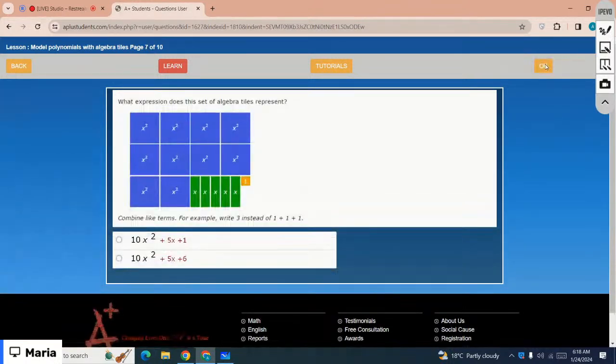What expression does this set of algebra tiles represent? So, which is the correct option? The correct option is 10x square plus 5x plus 1. Option number 1 is the correct option.